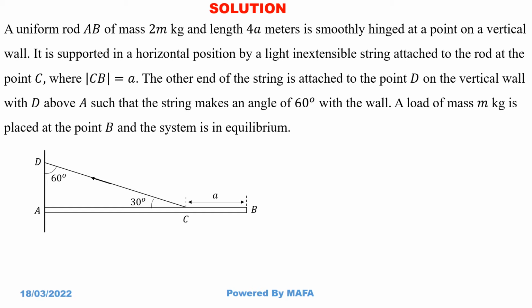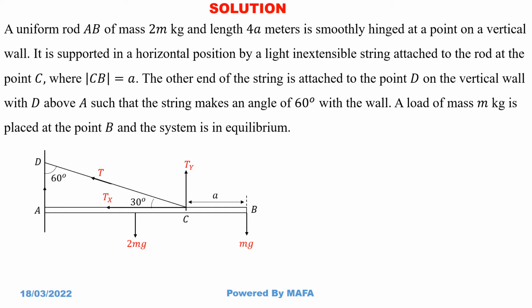Before indicating the load, we know that there is a string, so there is going to be tension. Now the tension is going to be resolved into two components: the vertical component, which is Ty, and the horizontal component, which is Tx. The weight of the rod always acts at the center, so we have 2mg, since the mass of the rod is 2m. Now at the point B, a mass of m kilograms was placed, so the weight of that mass is mg.